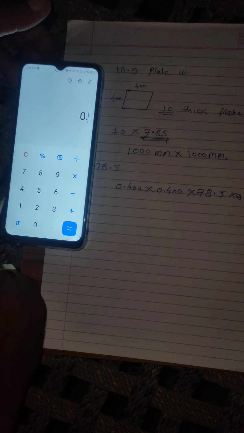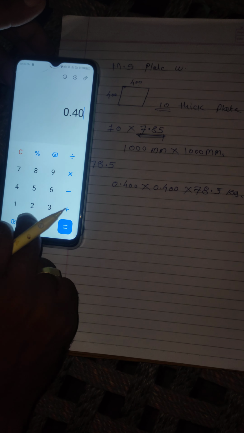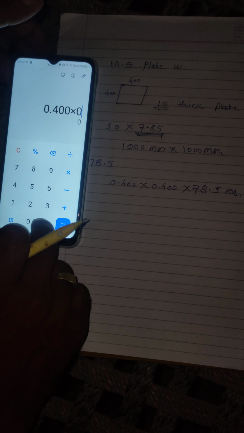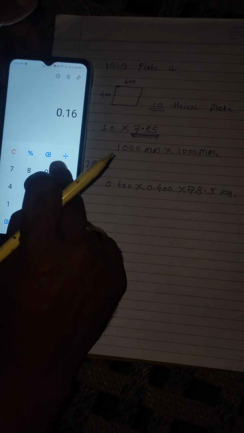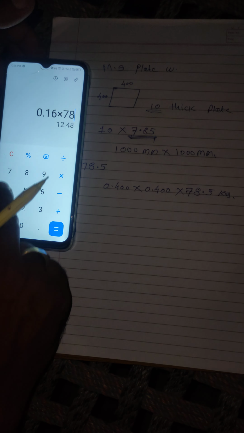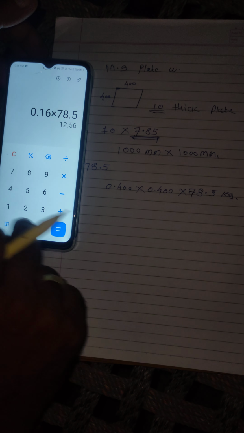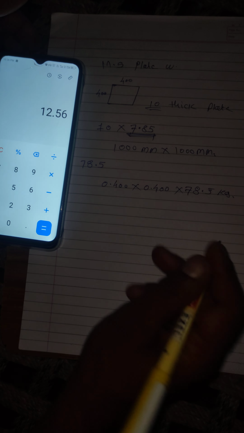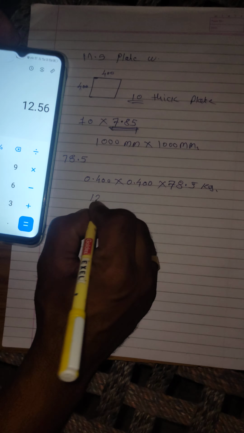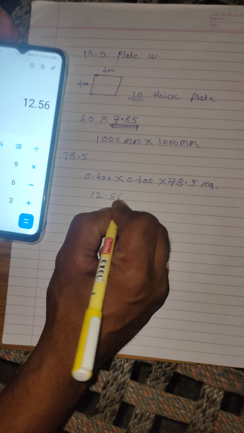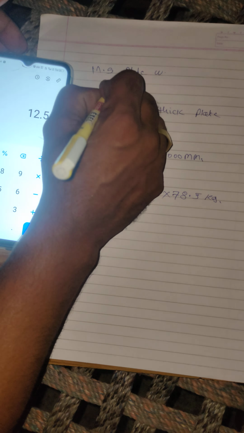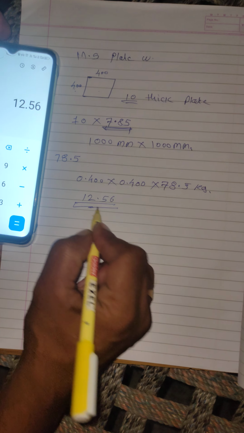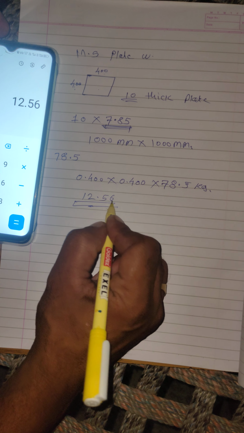Let's calculate: 0.400 into 0.400, 0.16 into 78.5. Your each plate weight will be 12.56. 10 mm thickness, 400 by 400. Each plate weight will be 12.56 kg.